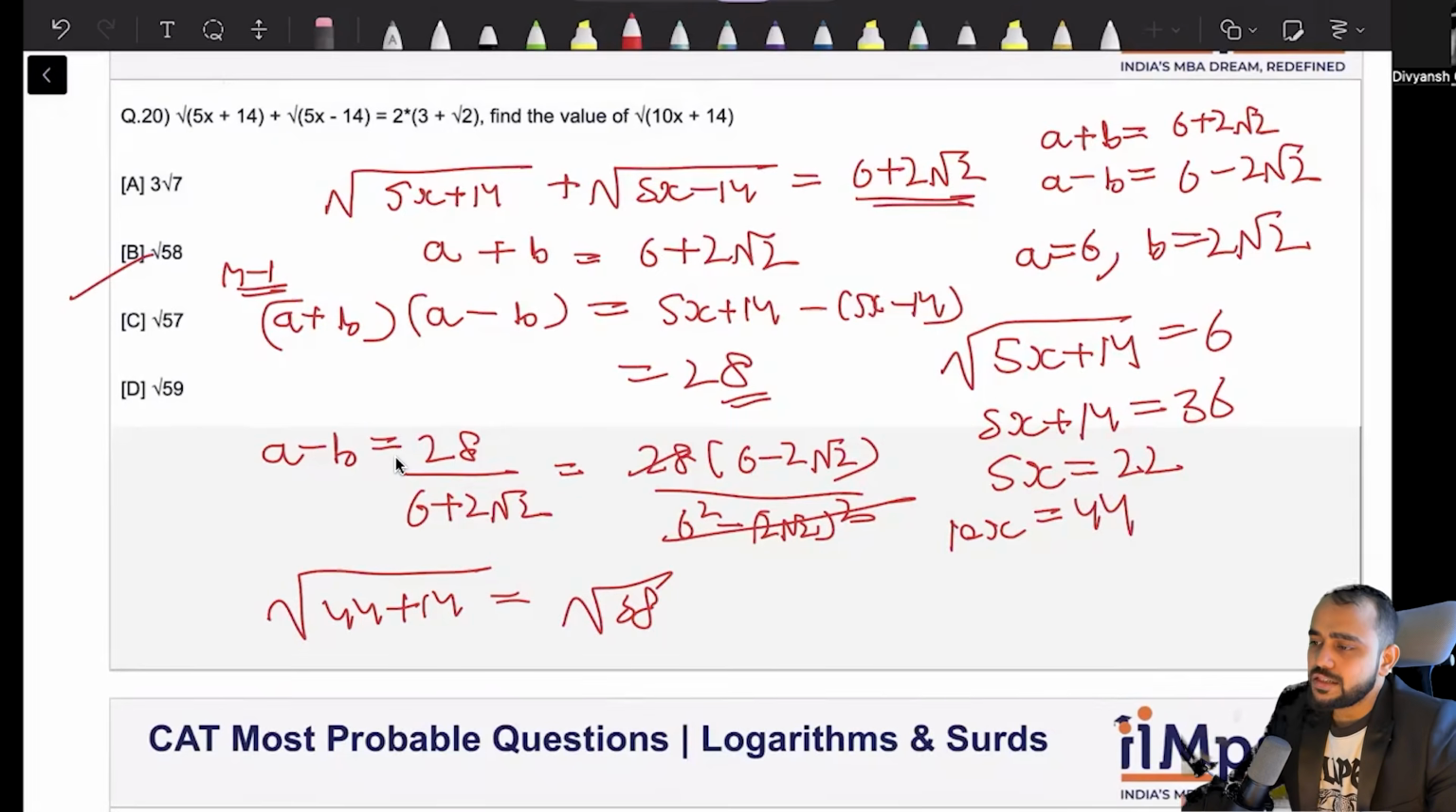So again, this is a trick question. Squaring feels like the natural thing to do, but do consider that the other side also has an irrational term. So it's going to be difficult to square.